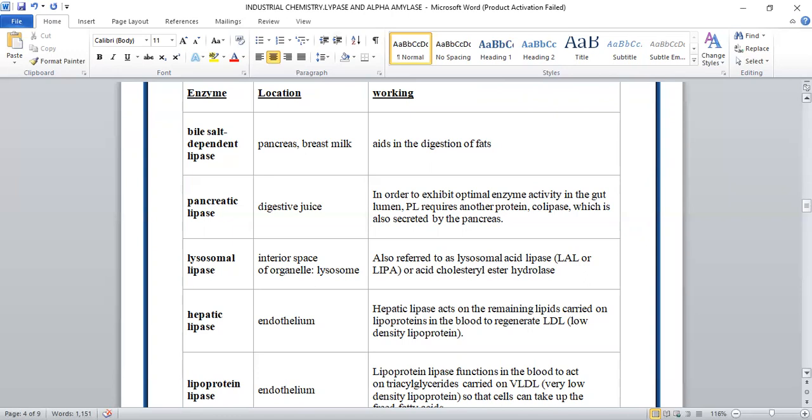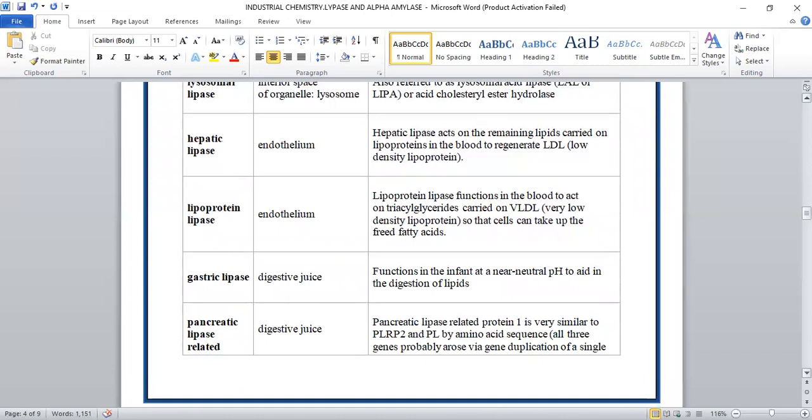Then hepatic lipase, which is present in the endothelium. So what is its working? Hepatic lipase acts on the remaining lipids carried on lipoproteins in the blood to degrade them, to regenerate LDL, low density lipoprotein.